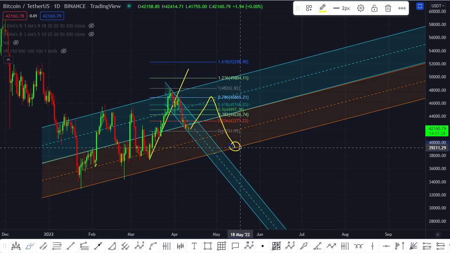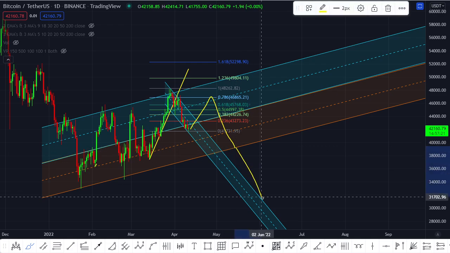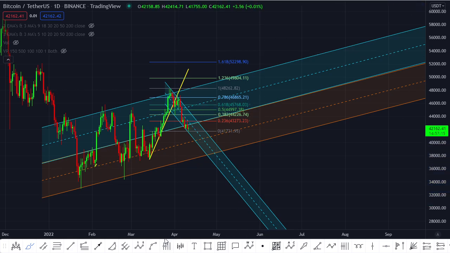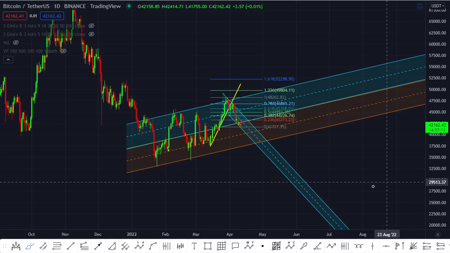Here is key. So $39,000 now is a main support region. You lose $39,000, you're probably going to go to $30,000, 31,500 to be exact. So low 30s. So yeah, that is my analysis for today.